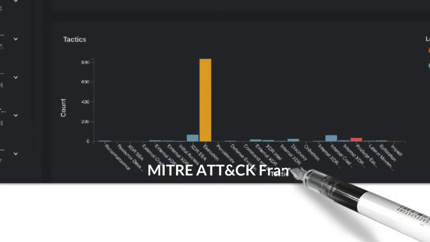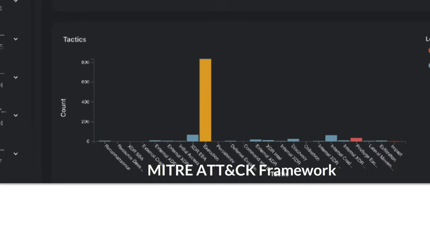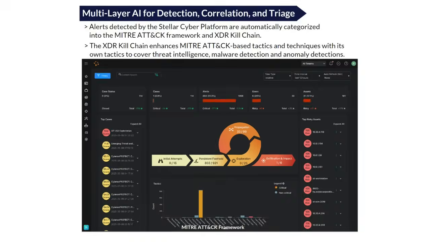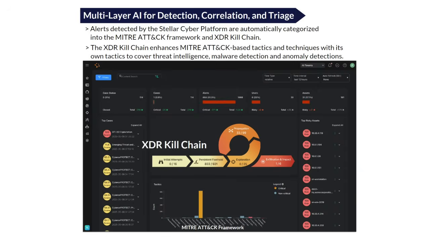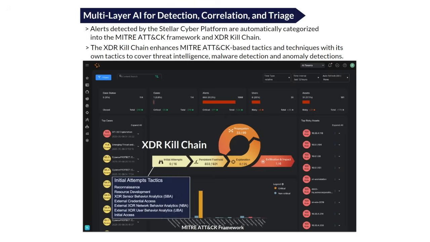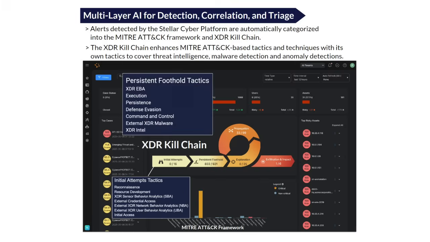Here, you can see the alerts that Stellar Cyber has categorized into the MITRE ATT&CK framework. Here, the XDR kill chain shows how attacks progress across different stages, making it easy to see where an attacker is in their campaign. It begins with initial attempts. These are the alerts detected where attackers probe for weaknesses and attempt to gain access. Next are alerts mapped to persistent foothold, where they establish ongoing access and work to avoid detection.